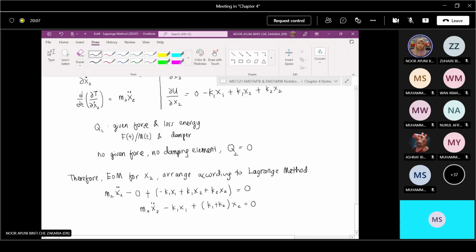Okay, so that is one example when we don't have any non-conservative energy Q. Q tak ada. So let's go for the second example when you have the lost energy and also the given force.